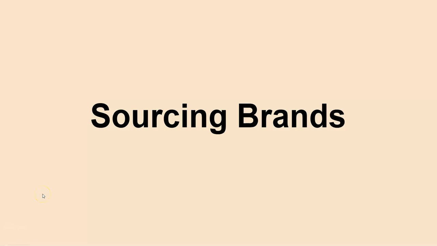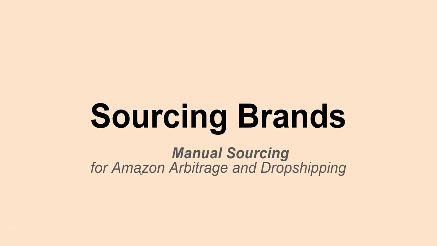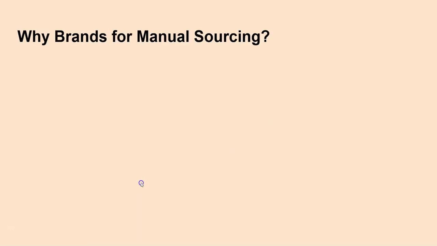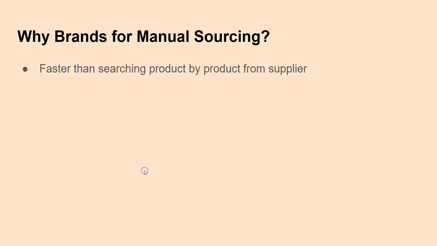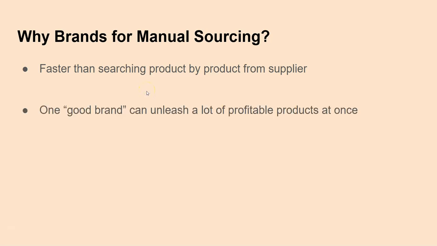In this segment, we're going to look at sourcing brands, and this is part of manual sourcing for Amazon Arbitrage and Dropshipping. And we will be looking at sourcing brands from suppliers. So first of all, why brands for manual sourcing? Well, it's faster than searching product by product from the supplier. In other words, it's much faster than going through every single product on a supplier site to try to see if that product is sold on Amazon.